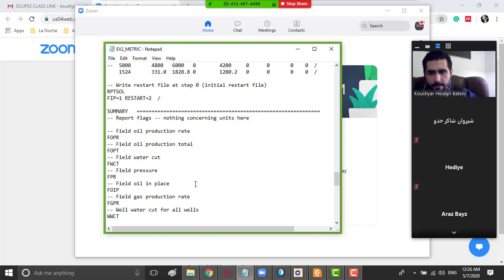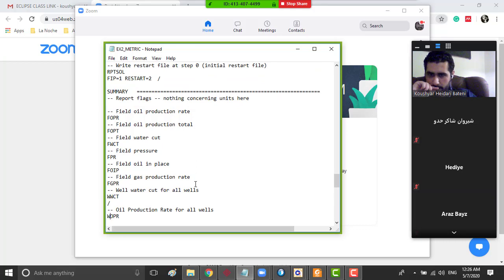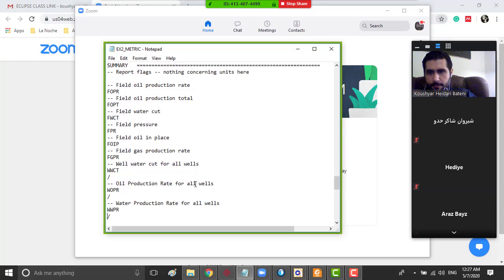WWCT stands for well water cut for all wells, right? And you see that these keywords which start with W give you the capability to point to the individual wells that you have included in your simulation. And if you name those individual wells, for example, I1, P1, I2, P2, then you need to terminate the keyword with a slash, right? And so on and so on.